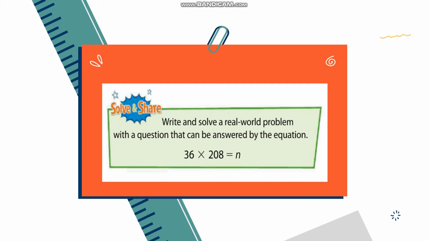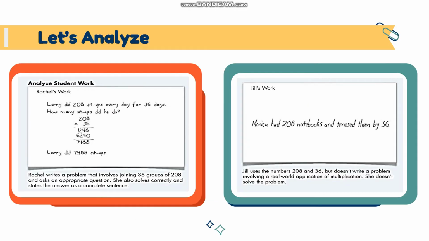Let's analyze this question. Write and solve a real-world problem with a question that can be answered. The equation 36 multiplied by 208 equals n. So the possible answer is, look at Rachel's work. Rachel writes a problem that involves joining 36 groups of 208 and asks an appropriate question. She also solves correctly and states the answer as a complete sentence.